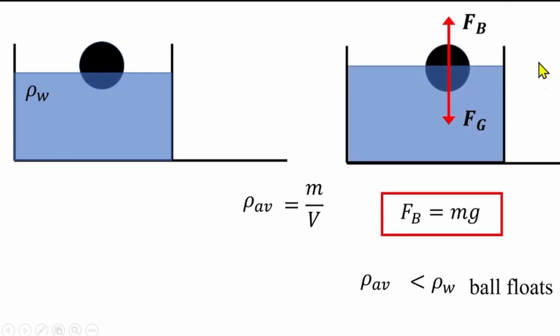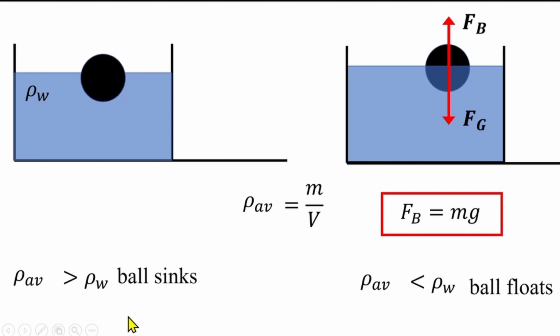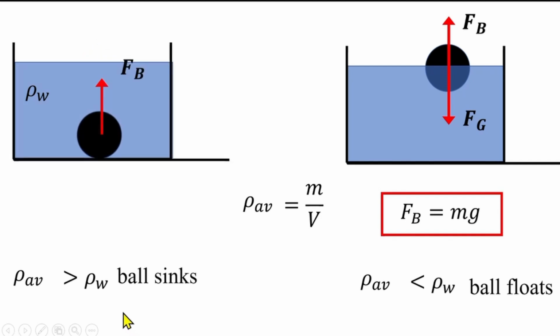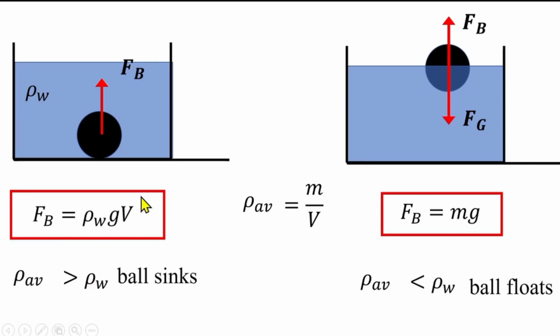If the average density is smaller than the density of water, the ball will float, and we have the case which we considered previously. If the average density is greater than the density of the water, the ball will sink, and the buoyant force will be given by this equation.